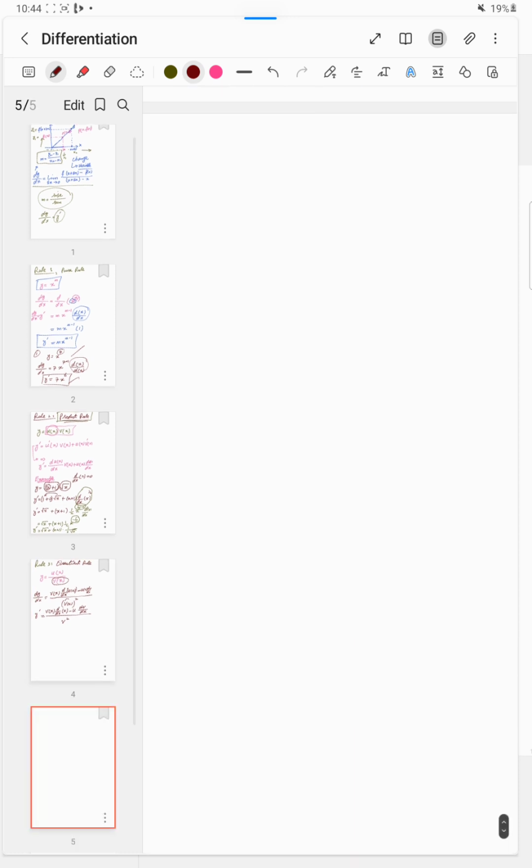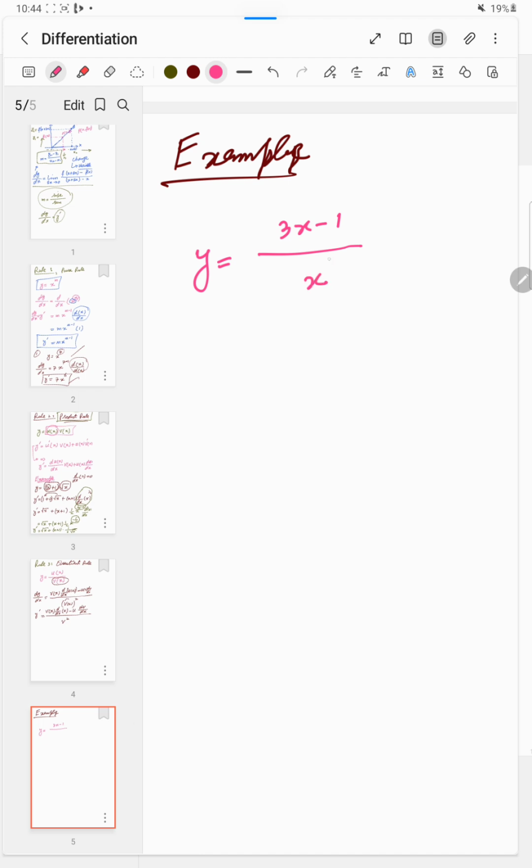Let's suppose we have an example. Example is, which one, y is equal to, let's suppose y is equal to 3x minus 1 divided by x raised power 1 over 2. Okay, we have to apply the quotient rule.